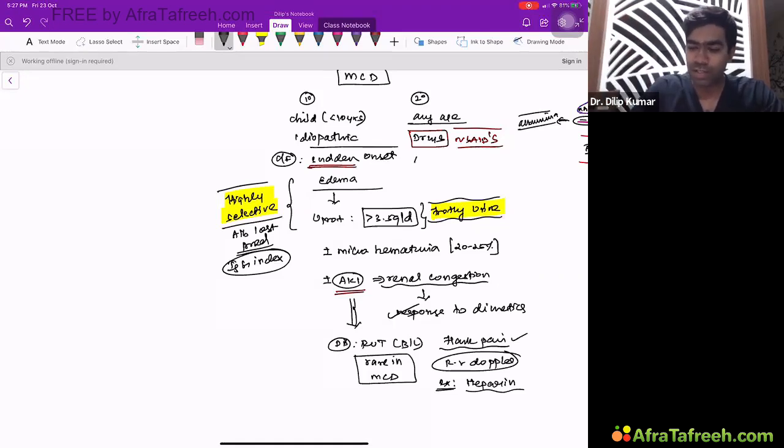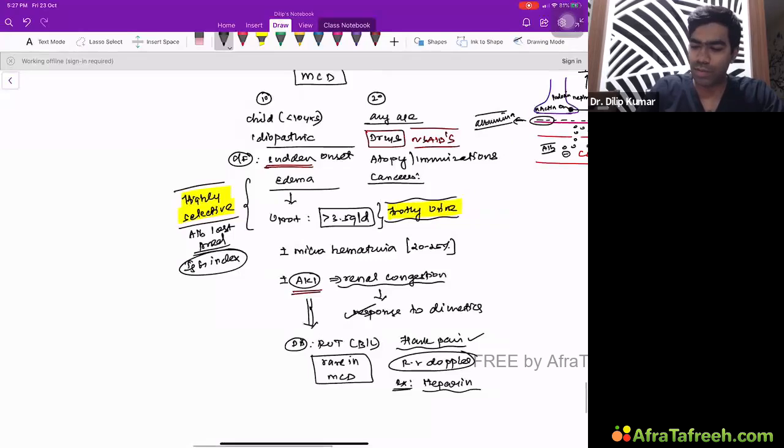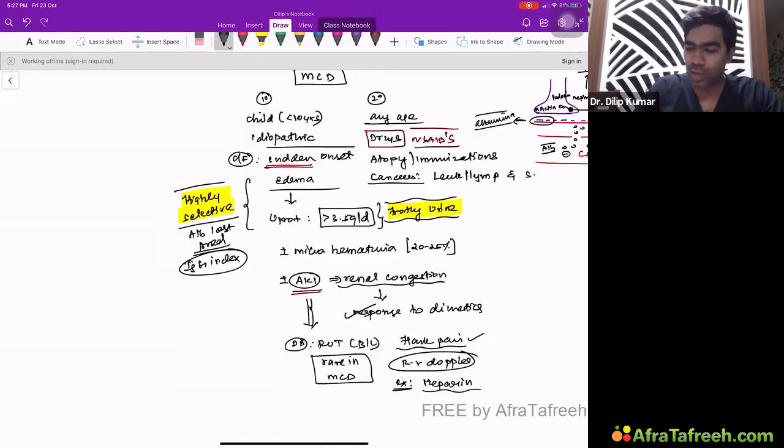Apart from that, it is associated with atopy. Some children who are prone to atopy or already have atopy can develop MCD, and immunizations also can cause it. After immunization you can develop MCD, even though it's rare. And there are some more causes, like cancers. Cancers, typically in exam, you will see in a patient having leukemia and lymphoma, and some solid organ tumors also can cause minimal change disease.